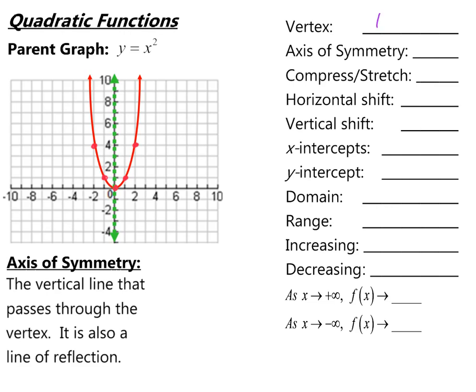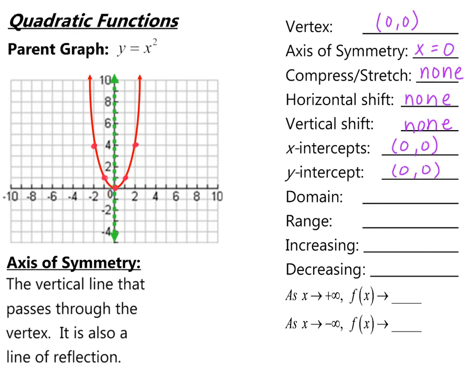The vertex of the parent function is (0, 0), the origin. The axis of symmetry is a vertical line that passes through the vertex, so it's x equals 0, the x-coordinate of our vertex. Because this is a parent function, there is no stretch or compression, and there is also no horizontal shift or vertical shift. The x-intercept, we only have one, at the origin, which is (0, 0). And our y-intercept is also at the origin, (0, 0).